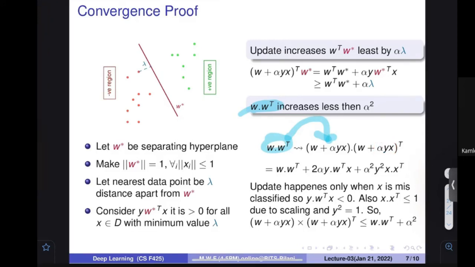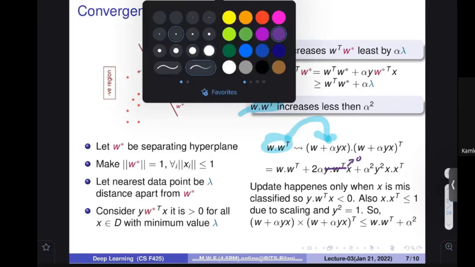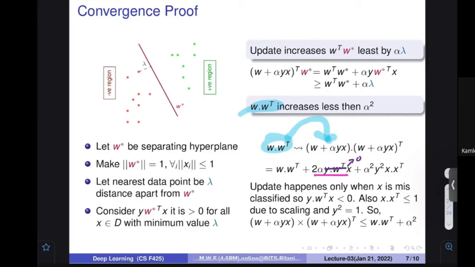Now please focus on this particular quantity, a very important quantity. W transpose W is the previous value, plus 2 multiplied by alpha times y W transpose x. What is this quantity? It is the same kind of quantity as before, but here it is not W star. This quantity is negative. Why is it negative? Because you only update when your answer is wrong, and when your answer is wrong, this particular quantity is negative. If this is a negative quantity, what is the maximum value? The maximum value of any negative quantity is zero. So you can neglect this term if you want to find the maximum that is possible here.